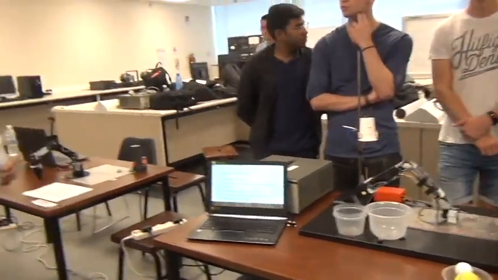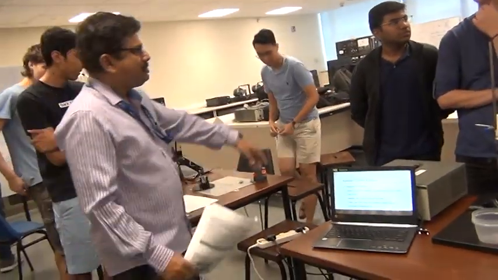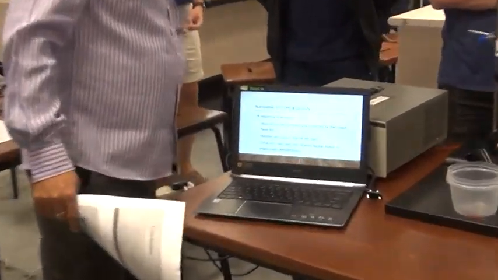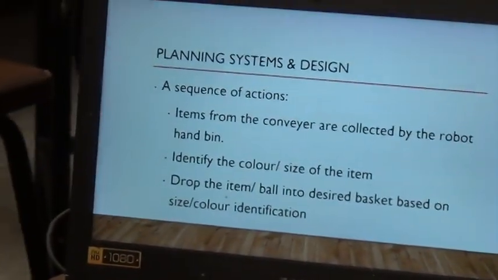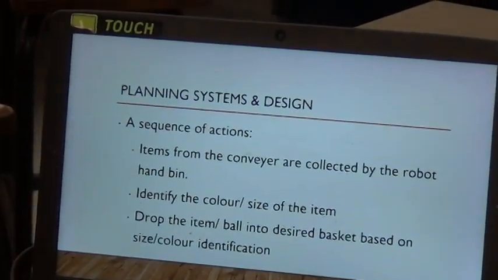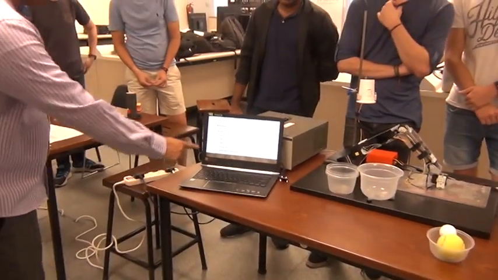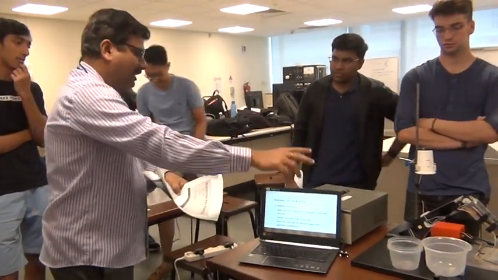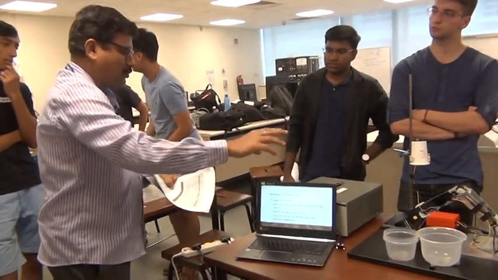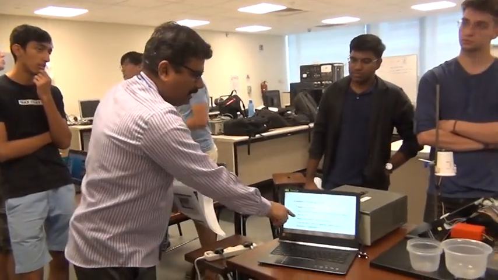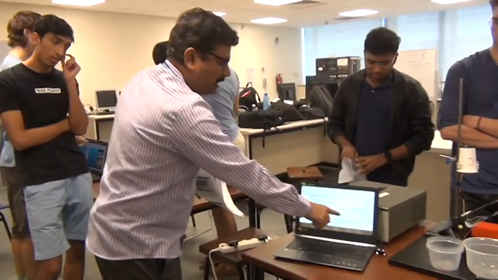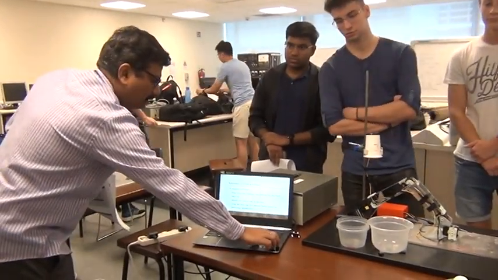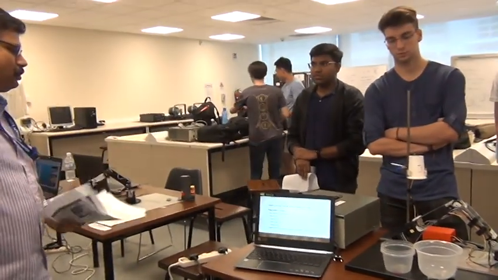A sequence of action. Items from the conveyor. We have used a pipe conveyor previously, but now we were unable to show it here. Yeah, we actually built this in our lab. We have a video to show later. Items from the conveyor are collected by the robot hand, and then it identifies the color and size of the item, and drops the item, whatever we send through the conveyor, at a desired basket location based on size and color identification.